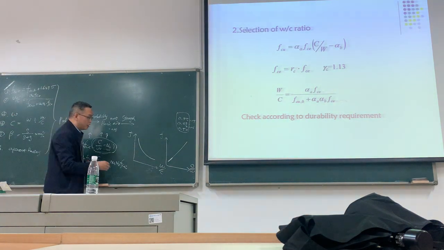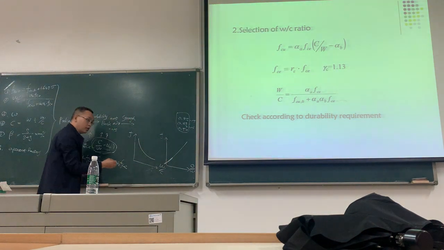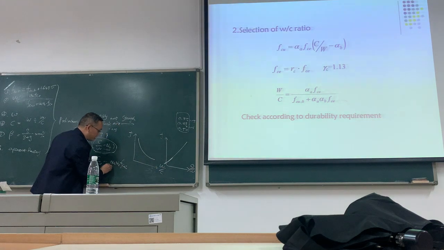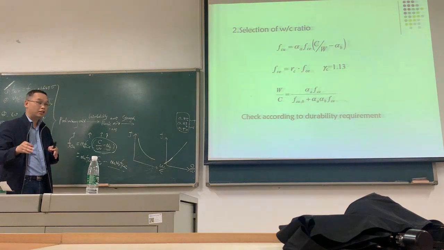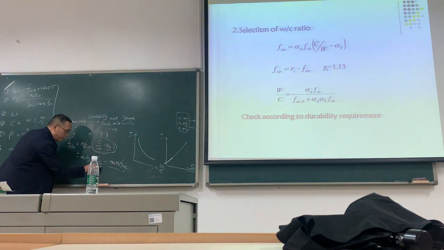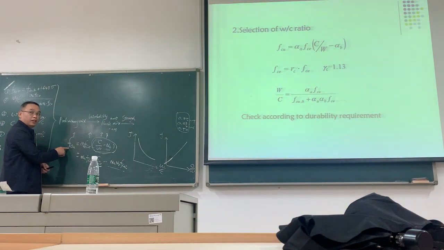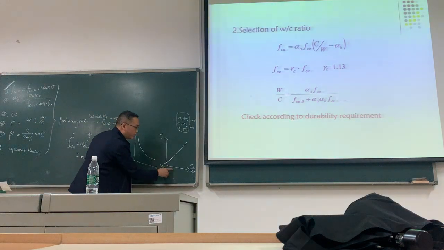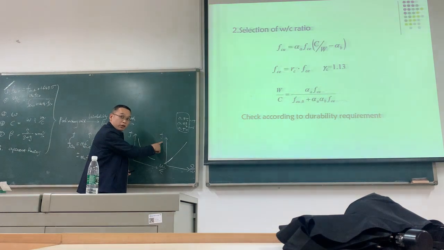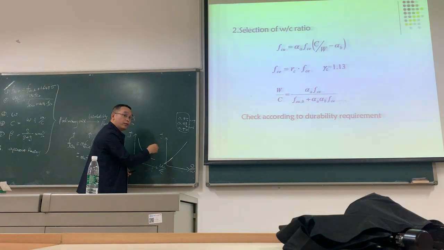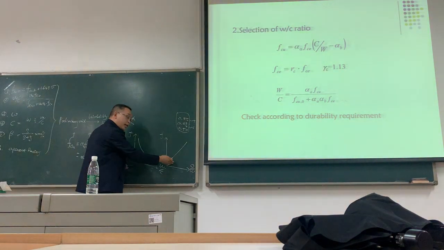Yeah? But I don't know how to express it in maths. So if it increases, it will also increase. So if the cement water ratio increases, the strength of the concrete also increases. That's why it's like that. Not like this one. It's a straight line. Yeah, this is just like a straight line.